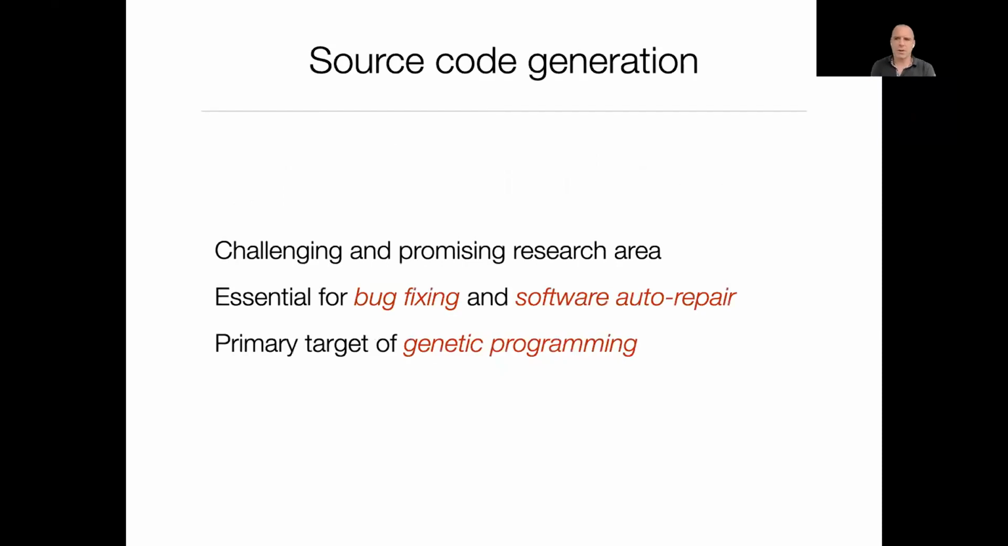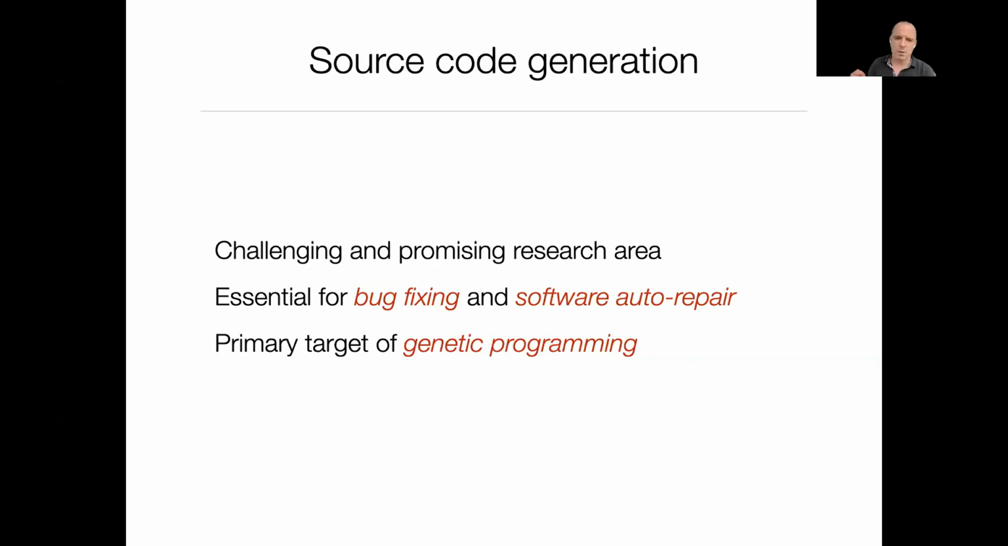Source code generation is considered a difficult, challenging, and very promising research area. It is essential for other research areas such as bug fixing and software auto repair. Furthermore, source code generation is really the primary target of genetic programming. And our paper is about using genetic programming to generate source code.